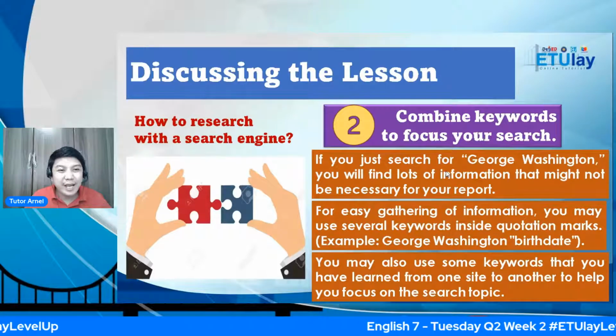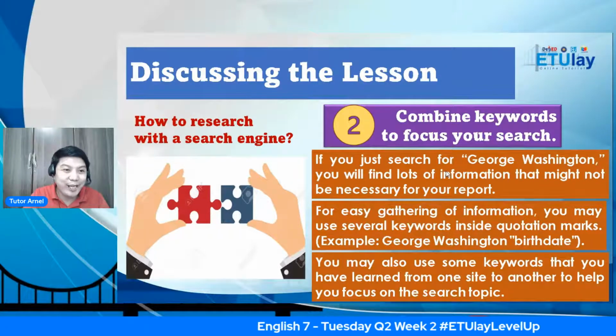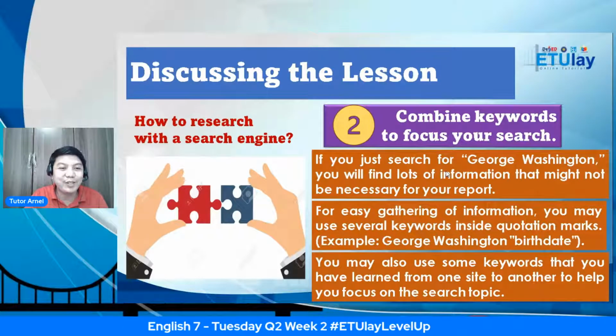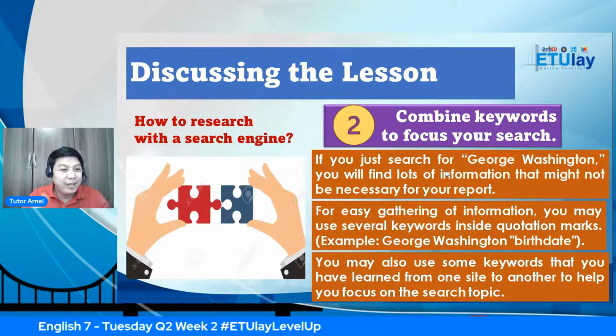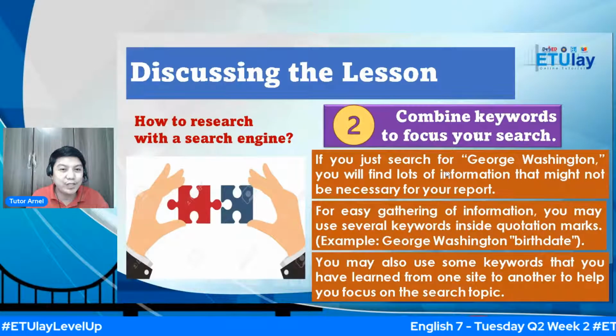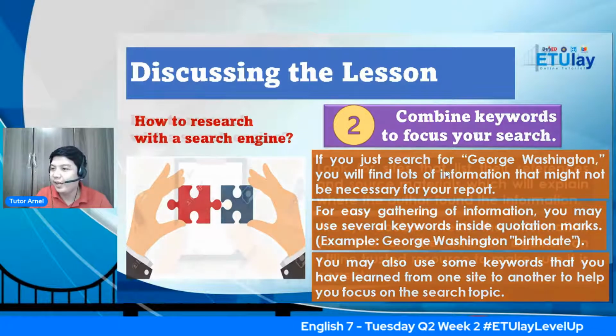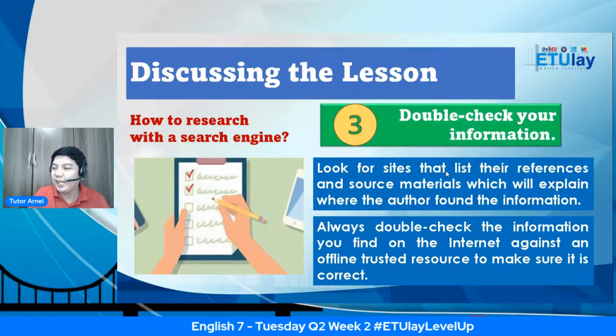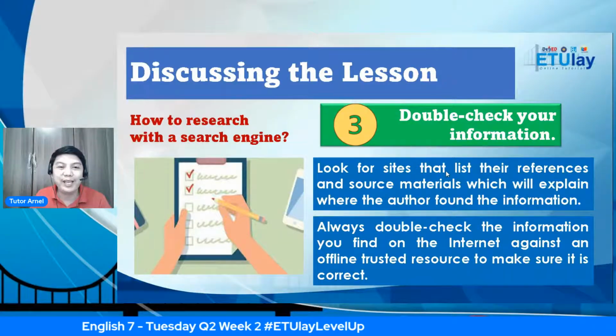Okay? So for example, English. Now that we are talking about search engines, you can just type in the search engine, what is search engine? It will give you a specific idea about what you are searching for. Okay? All right. So the third one is double check your information.